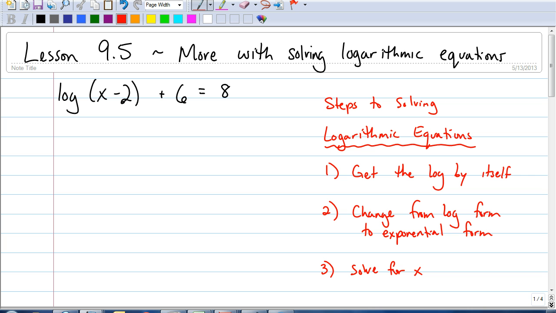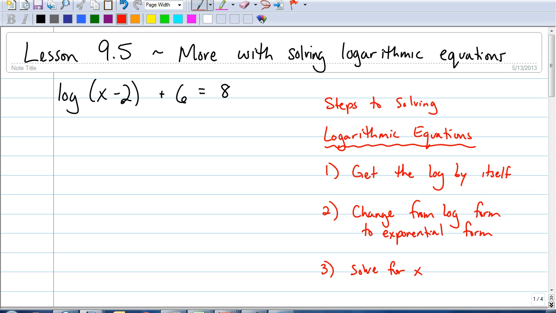But the first step to these is always going to be to get that logarithm portion by itself. Once we've done that, you're going to change it from being in logarithm form to exponential form. And then once you have it in exponential form, we're just going to solve to find out what x is. So let's apply that to this first example here.